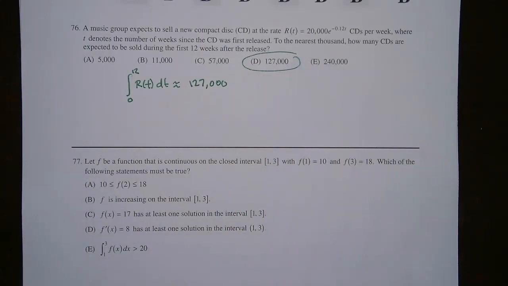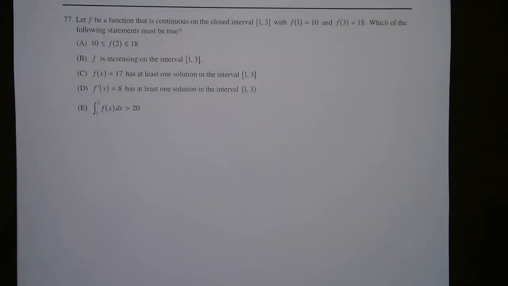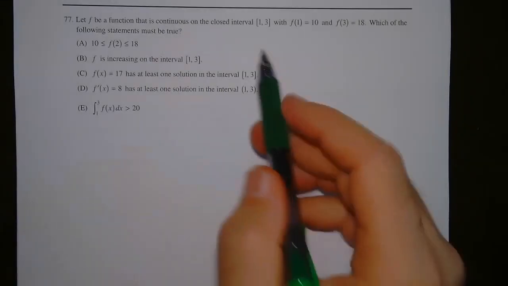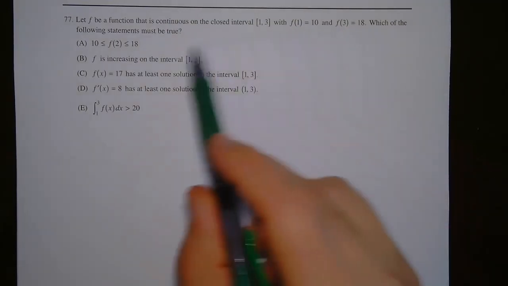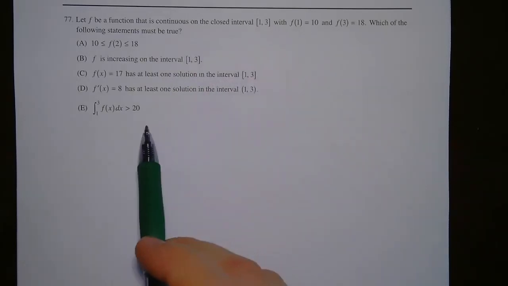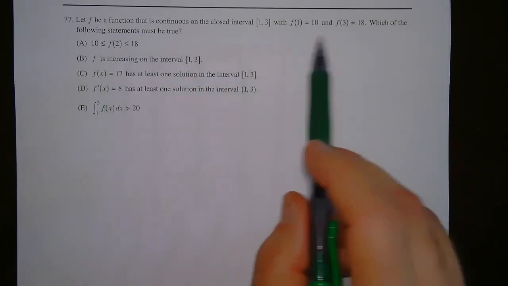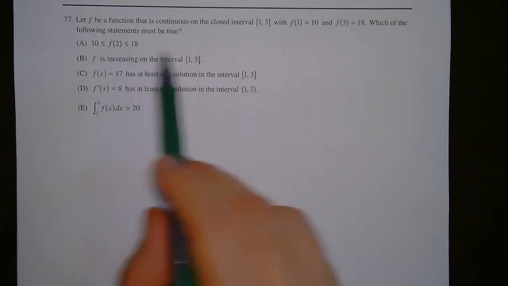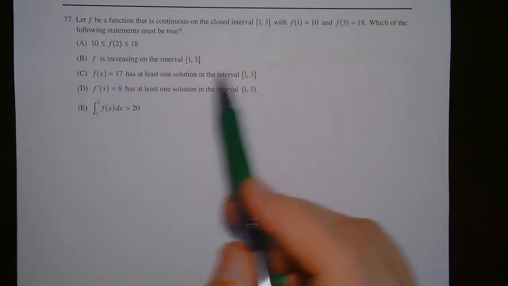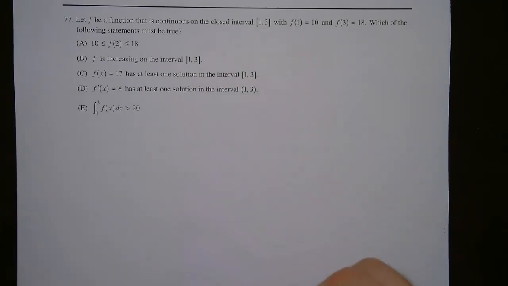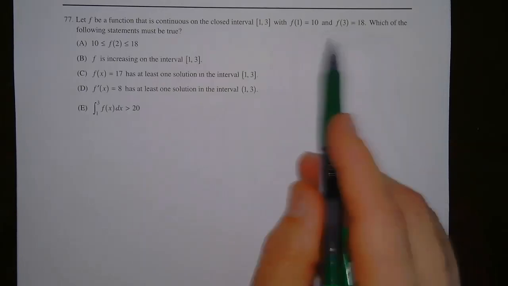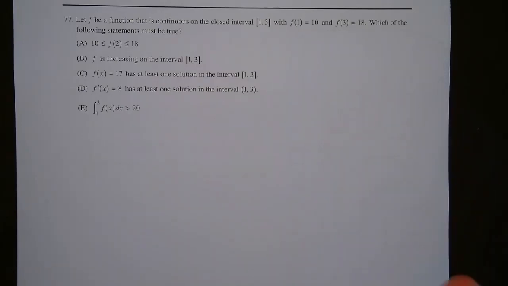All right, so let's go on to 77. They're giving you a function that's continuous on the closed interval, so there's no breaks, with f of 1 equal to 10 and f of 3 equal to 18. Which of the following statements must be true? Does f of 2, which is between 1 and 3, have to be between 10 and 18? No, it doesn't. You could have a maximum that's bigger than 18, or a minimum that's lower than 10, in between. You don't know what's happening in between. These are just endpoints of the interval 1 to 3.